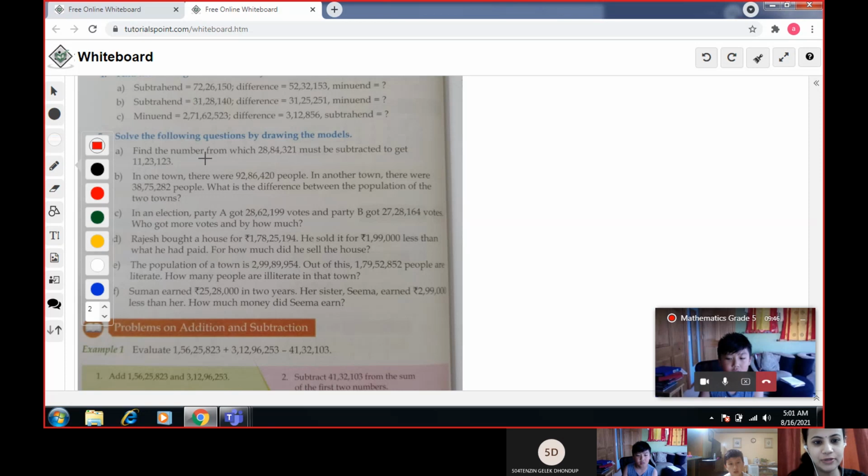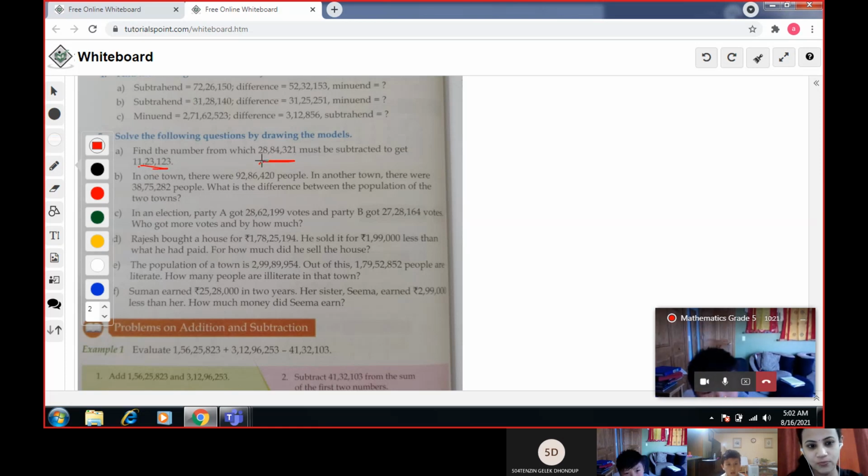So find the number from which 28,84,321 must be subtracted to get 11,23,123. So do you understand the question? What is the question? The question is asking that we have to find the number from which we will subtract this number and we will get this number.